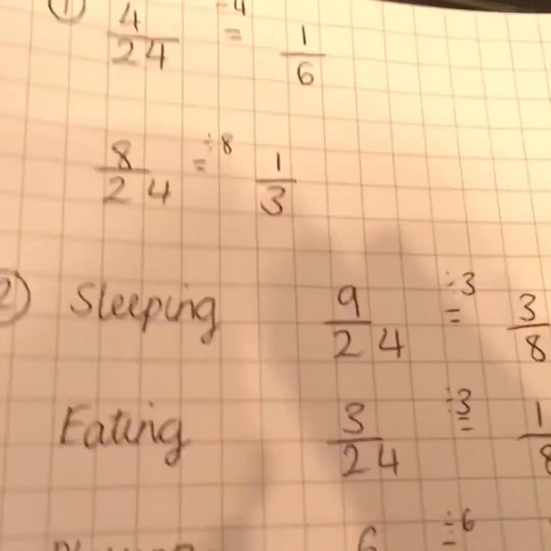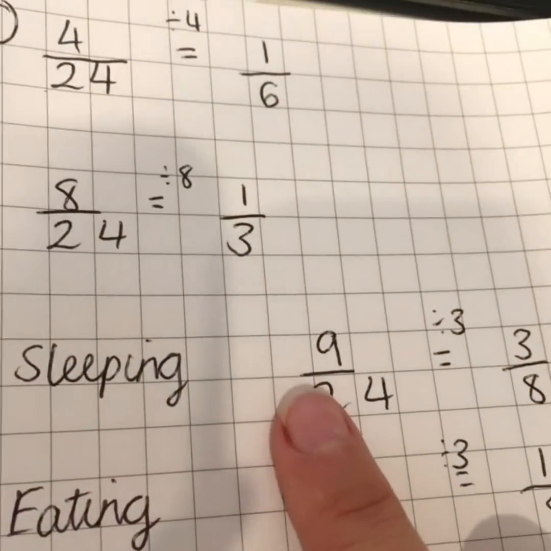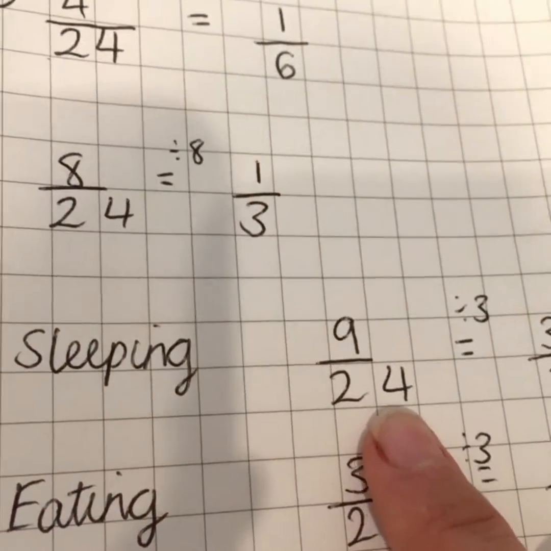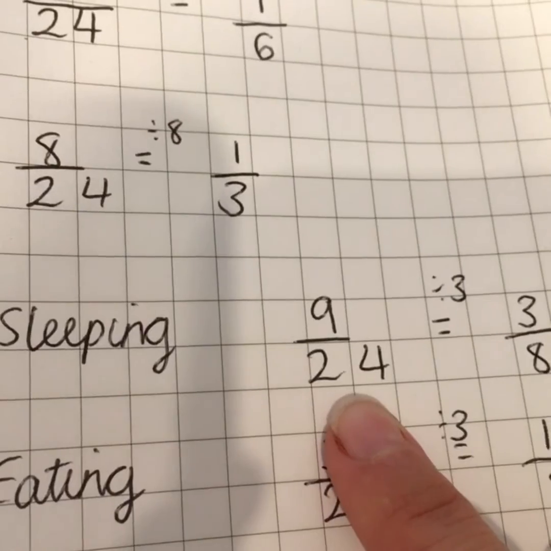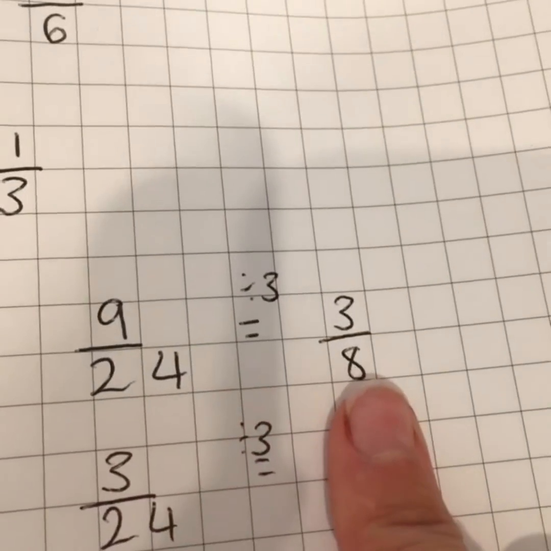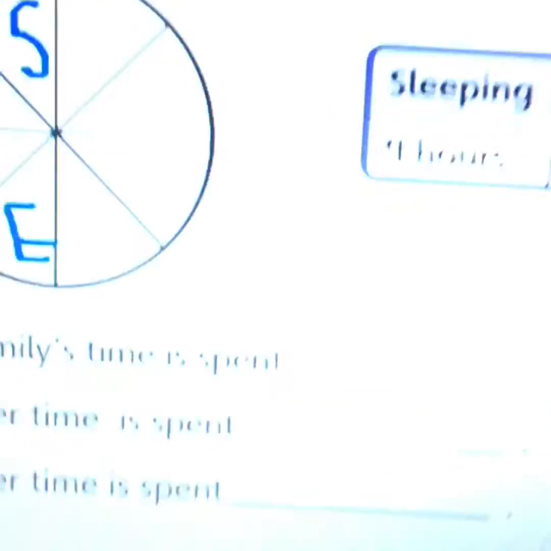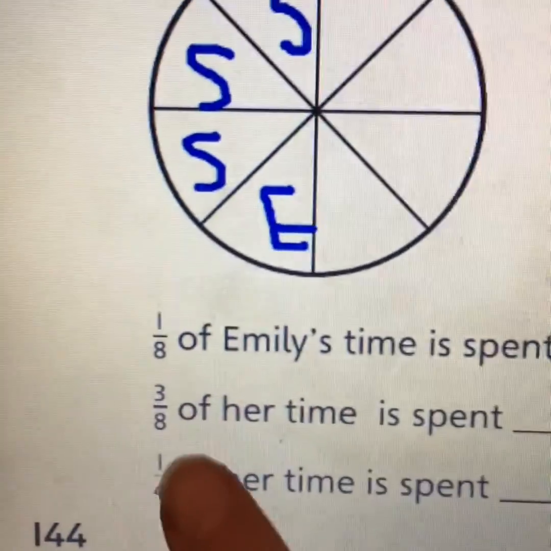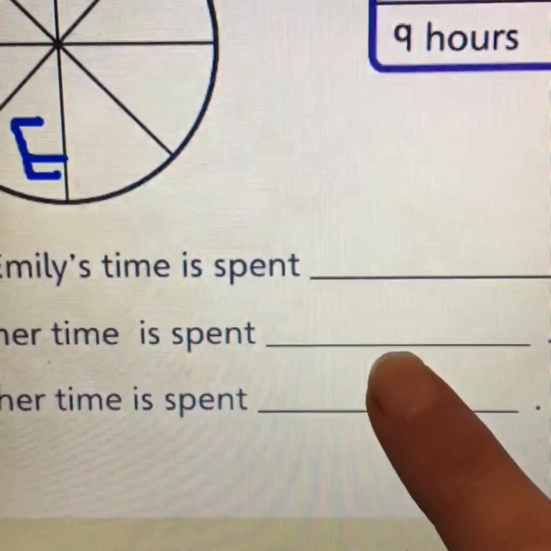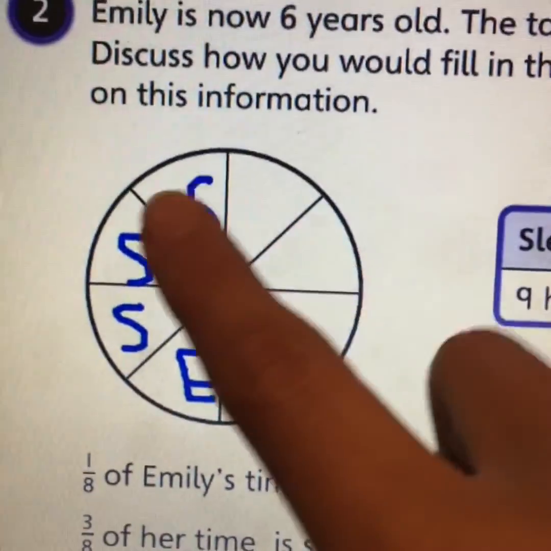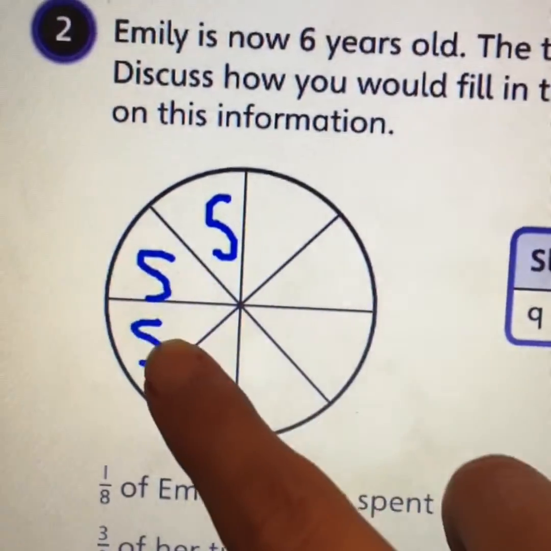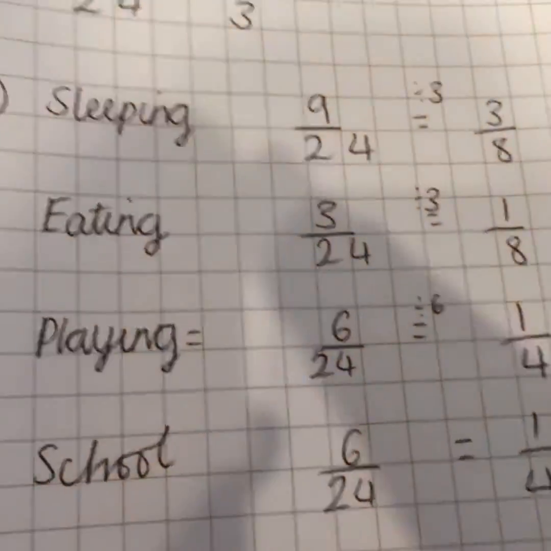So sleeping, she spent 9 out of 24 hours sleeping. We know it's out of 24 hours because a day is 24 hours. We can simplify this to 3/8. And that was one of the sentence stems. So you can write in here, 3/8 of her time is spent sleeping. And as you can see, this is split into 8. So you can colour in 3 of them with sleeping. I've just drawn an S on mine.